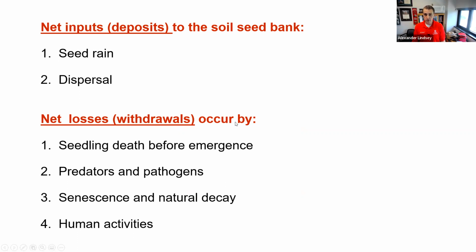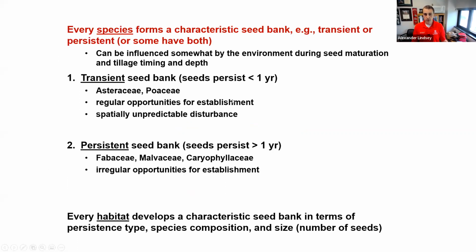Another loss that might occur from the seed bank is germination. Bringing back that weed can make it go from a weed seed to an actual plant, so it's withdrawing from the bank. But every species forms a characteristic seed bank, whether it's transient or persistent, and it can be influenced somewhat by the environment and also the tillage.